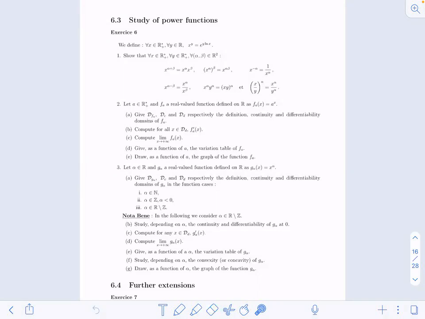In all of this exercise, we're going to work on power functions and define some new ones. We're going to look at a to the power x, and also x to the power alpha, when alpha is a real number. If you studied abroad, you've possibly seen these things already, so it will be just reviewing them again.